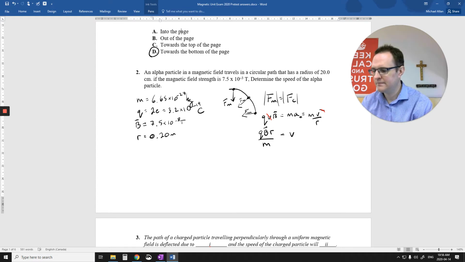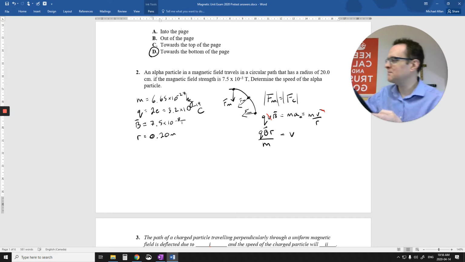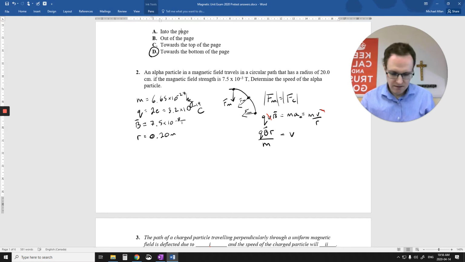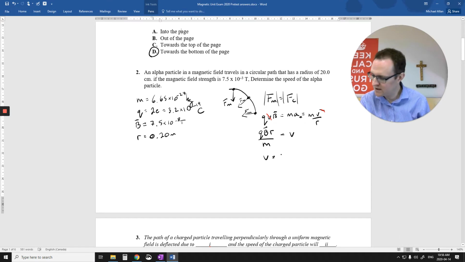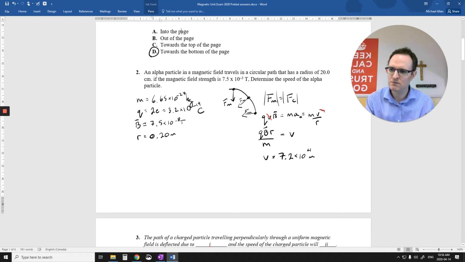Just want to double check my formula sheet here if I got my alpha particle mass right. Yeah, I did. Okay. So the speed of this alpha particle has to be 72,180. So 7.2. I got 2 sig digs up there. Usually try to keep things as 3 sig digs, but let's just go 2 sig digs on this one. That's 10 to the 4 meters per second. There you go. That's pretty good.